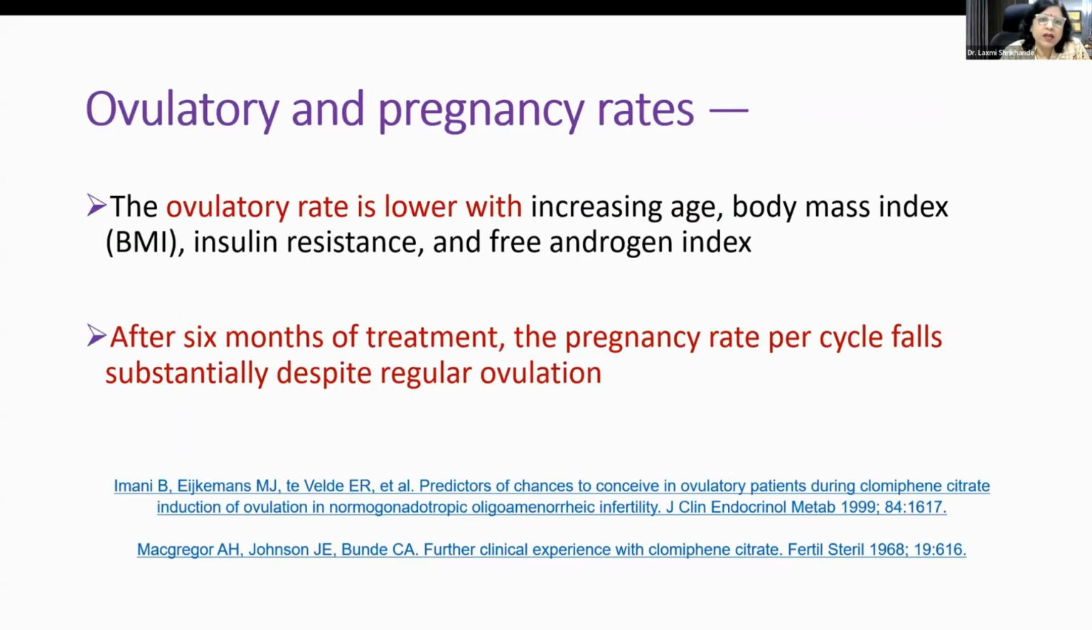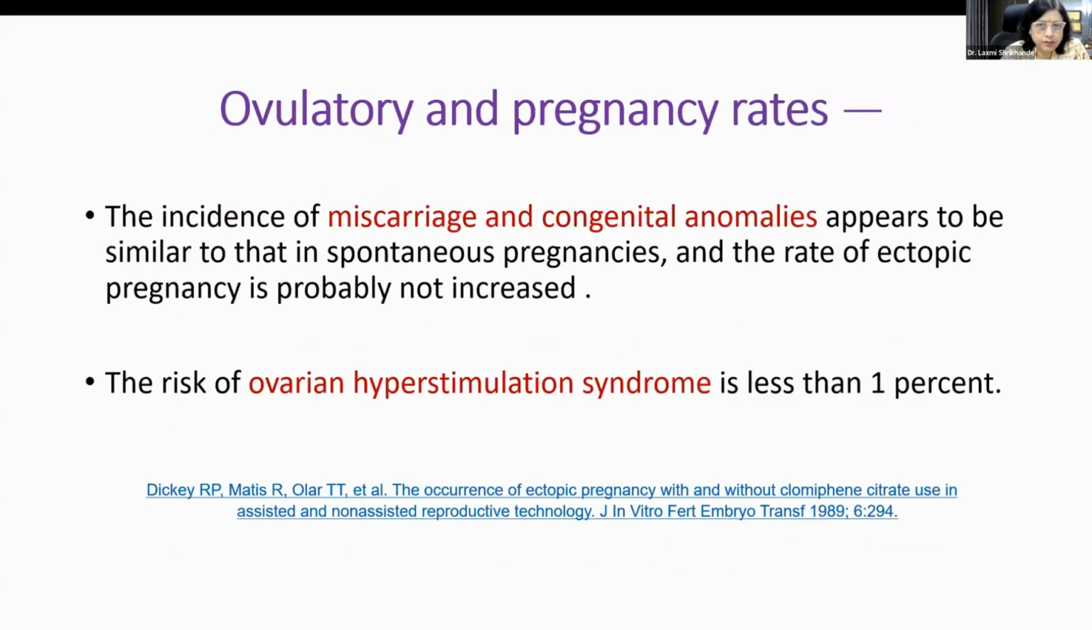The ovulatory rate, remember, is lower if the maternal age is higher, if her BMI is more, if there is insulin resistance and there is a higher free androgen index. After 6 months of treatment, the pregnancy rate per cycle falls substantially despite regular ovulation. The incidence of miscarriage and congenital anomalies appear to be similar to that in spontaneous pregnancies, and the rate of ectopic pregnancy is probably not increased.